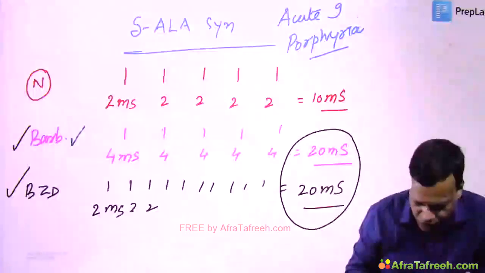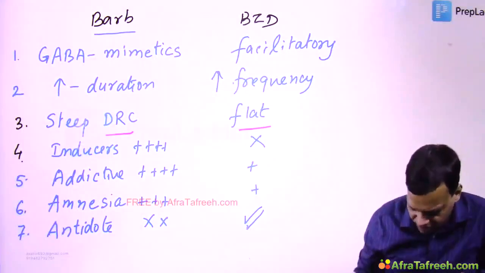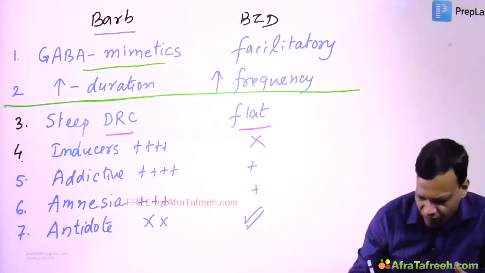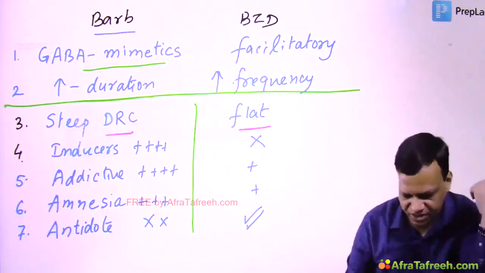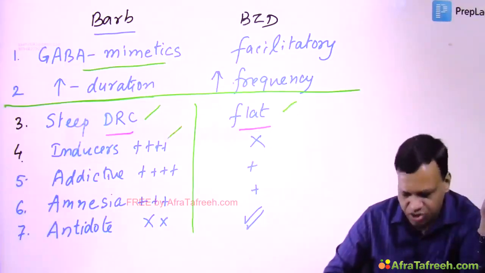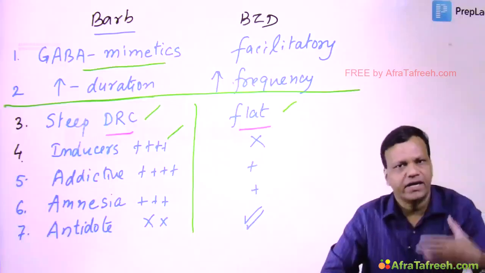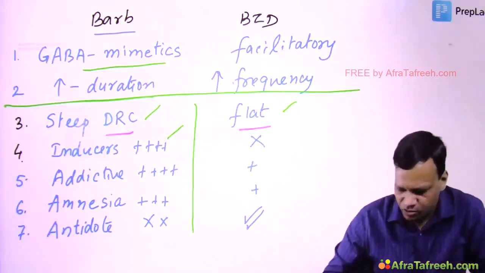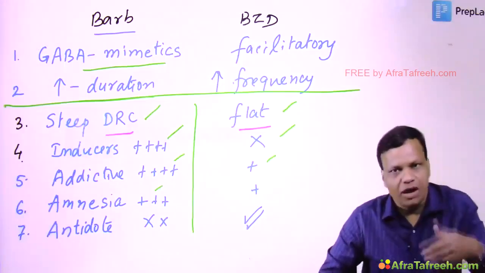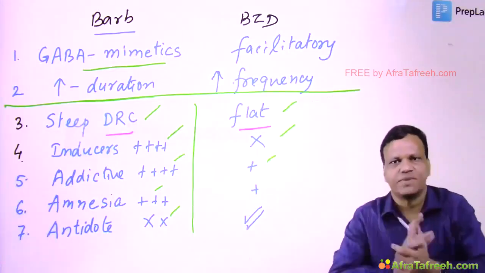Clear? So if you see the differences between barbiturates and benzodiazepine, apart from the first two differences which are related to mechanism, the rest are all disadvantages of barbiturates. Barbiturates have a steep DRC, meaning they are unsafe drugs. Benzodiazepines are relatively safer. Barbiturates are strong enzyme inducers. They cause a lot of drug interactions, plus they are contraindicated in AIP, acute intermittent porphyria. Benzodiazepines are safer. Barbiturates are more addictive than benzodiazepines. Barbiturates have more amnesia-causing potential than benzodiazepines, and barbiturates do not have any antidote, whereas benzodiazepines have an antidote.